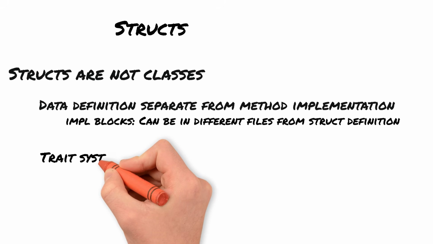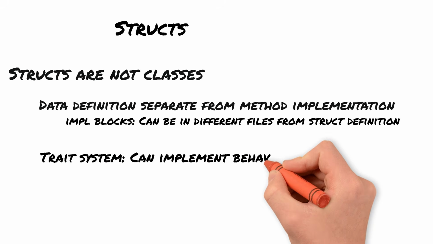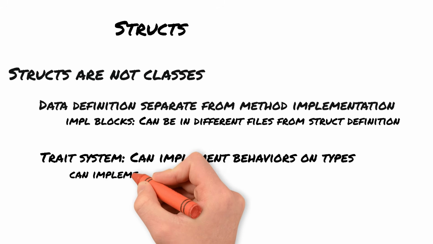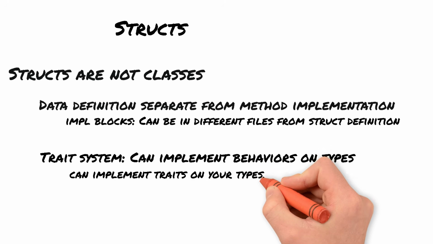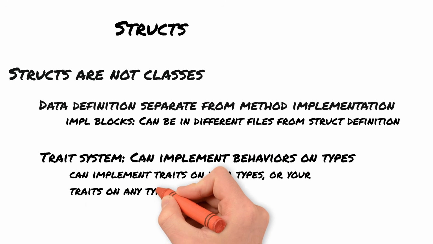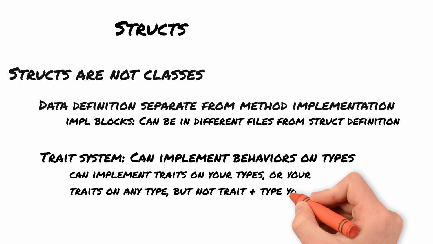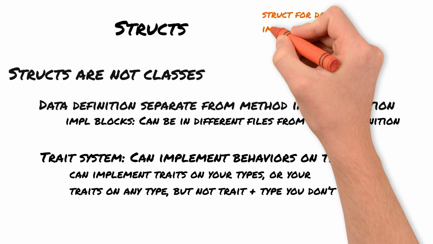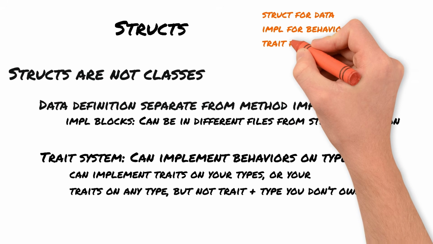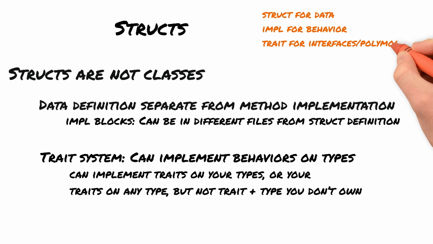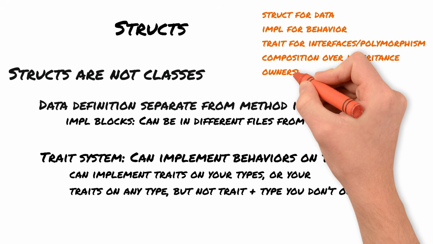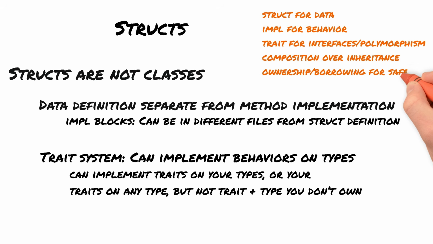The trait system allows you to specify and implement behaviors on types. Keep in mind you can implement traits on your types or your traits on other types, but not traits you don't own on types you don't own. To recap, struct for data, implementation for behavior, traits for interfaces and polymorphism, composition, not inheritance, and ownership and borrowing for safety.